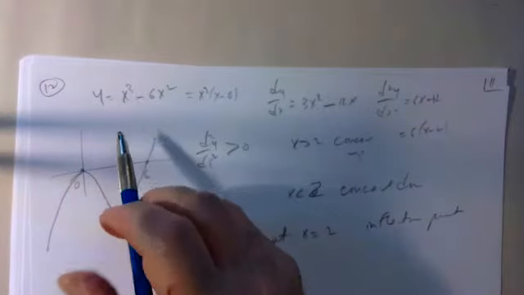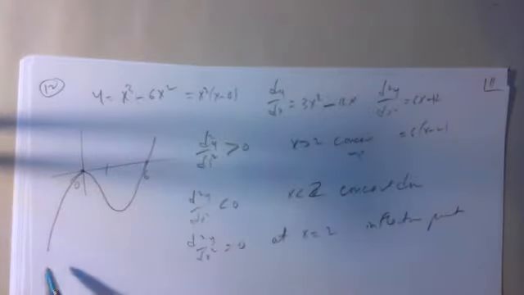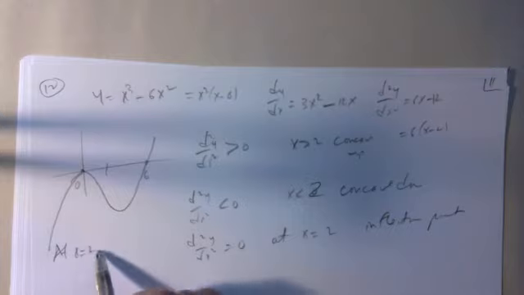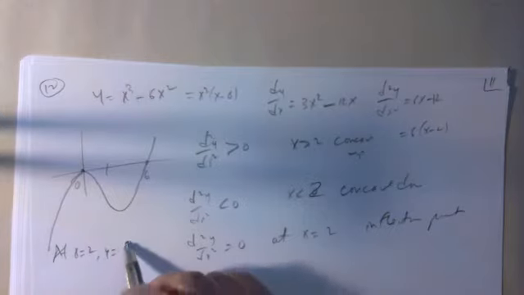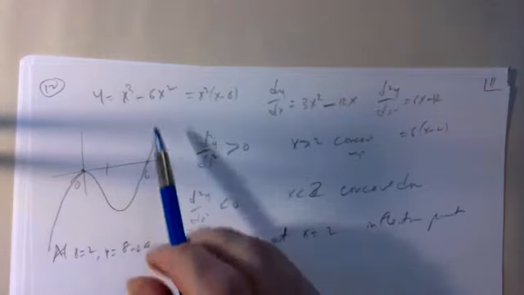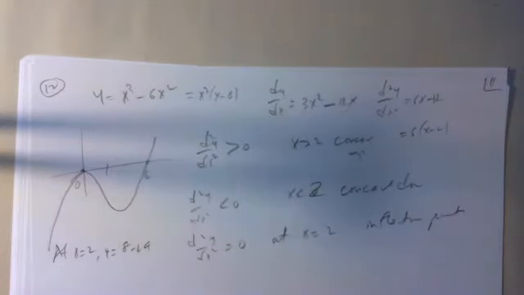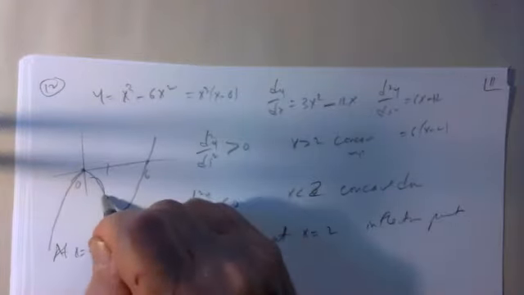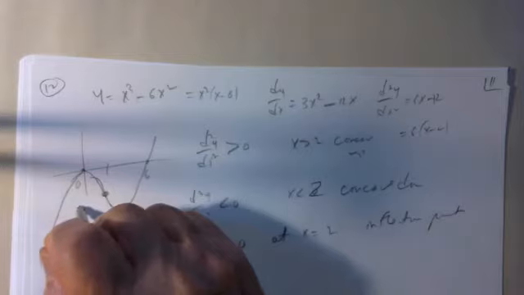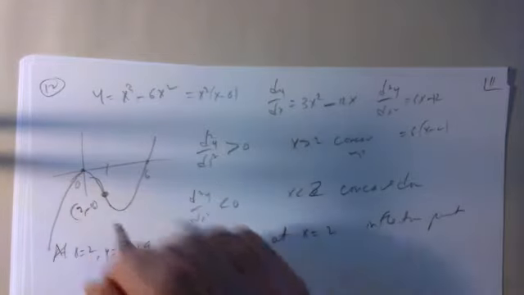So when x is 2, y is equal to 8 minus 24, right? 8 minus 6 times 4, 8 minus 24 is minus 16. So here at (2, minus 16), that's the inflection point.